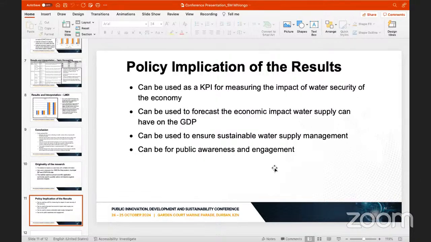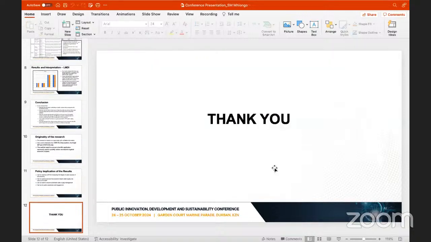And then the policy implications of the results can be used as a KPI for measuring the impact of water security against the economy. It can also be used as a forecast of the economic impact of water supply against the GDP of the particular area. It can be used to ensure sustainable water supply management, and also for public awareness and engagement. I'm very sorry. Thank you.